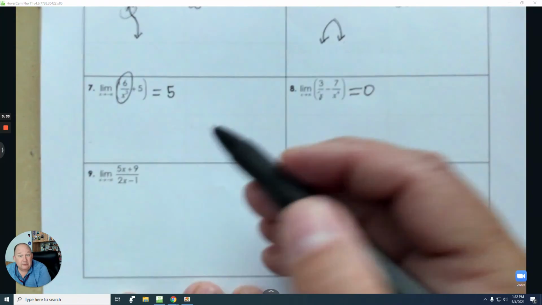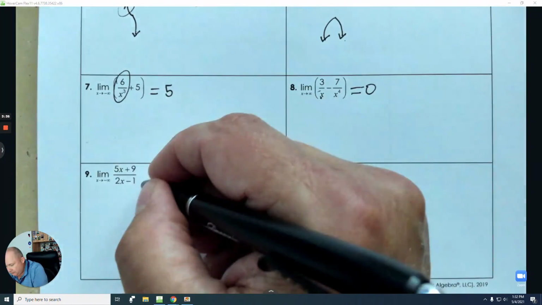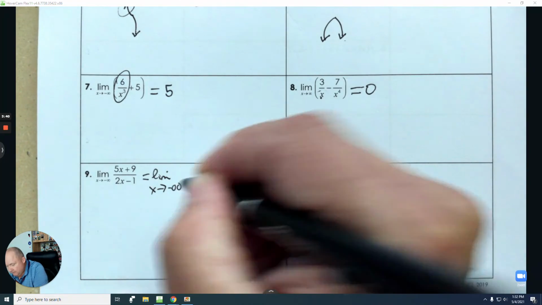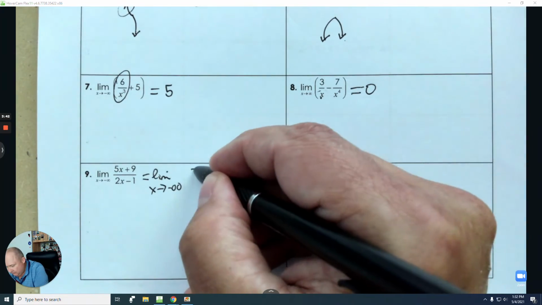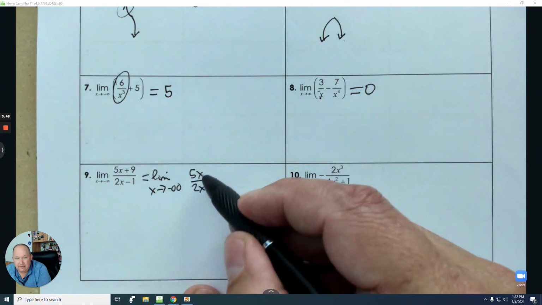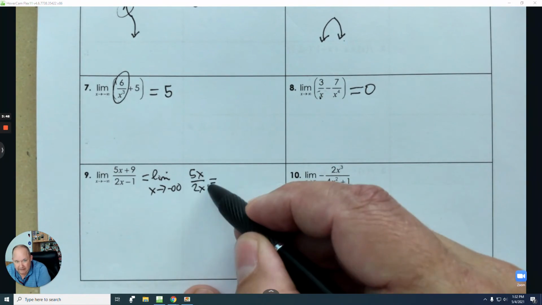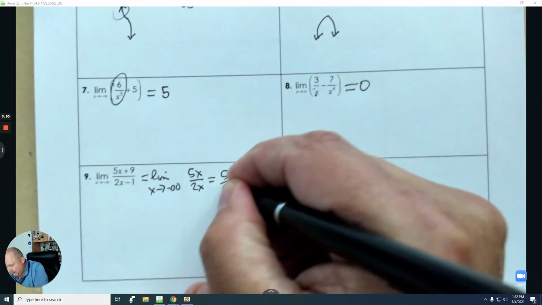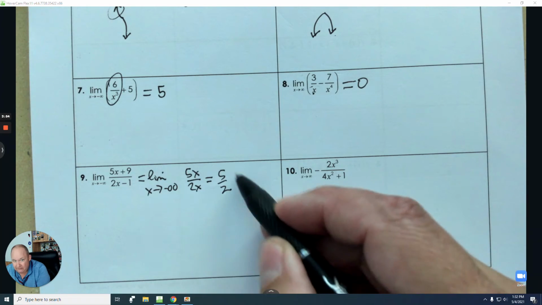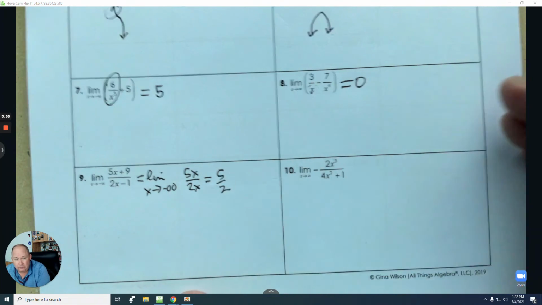Here, we need to understand the power term. So first of all, it's the left end behavior. The power is 5x, that's the term with the greatest exponent, and 2x. Notice they have the same power, so they divide out, and the answer is 5 over 2. That would be either the left or the right would have the exact same answer. That's really a horizontal asymptote.